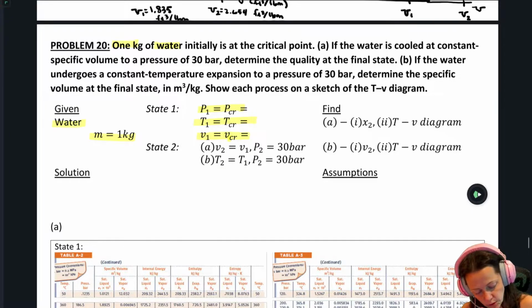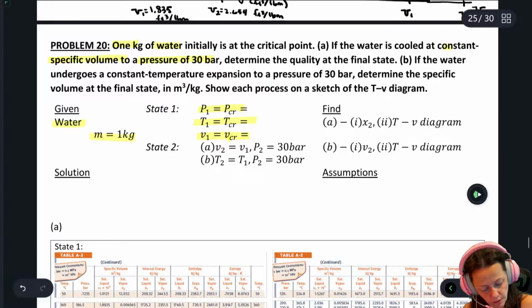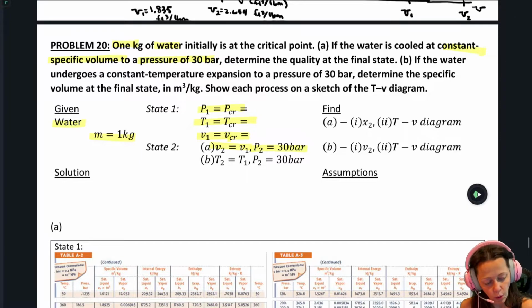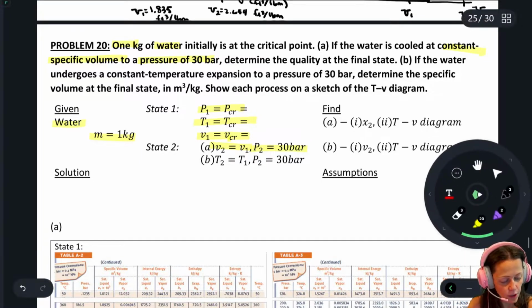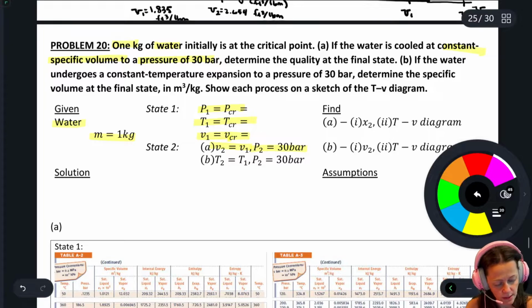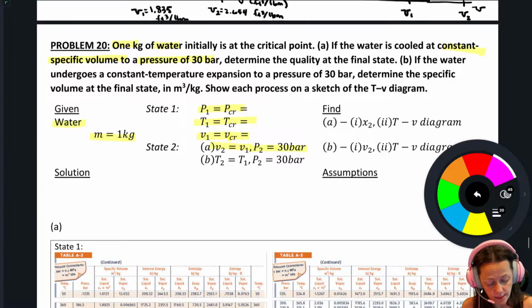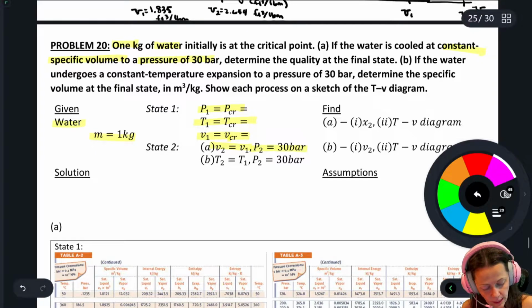And then the final pressure. So constant specific volume. So V2 is equal to V1 and P2 is equal to 30 bar. Determine the quality at the final state. And then we're going to look at a different process. So for this one, it starts out at the same state, state one, but this is a constant temperature process, and we're still going to end up at 30 bar.